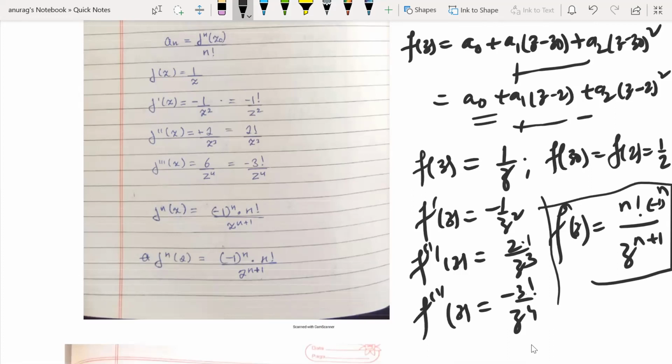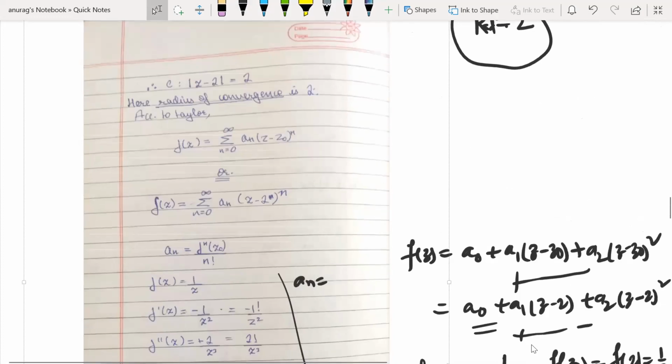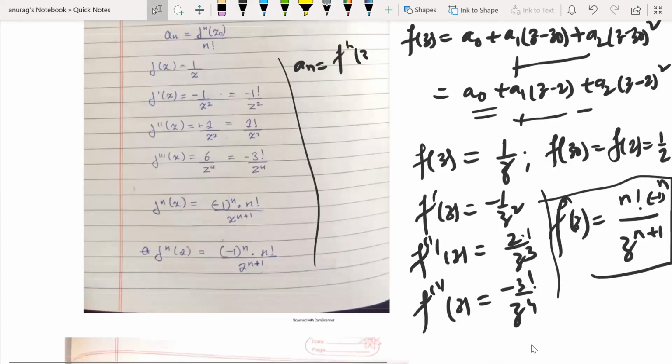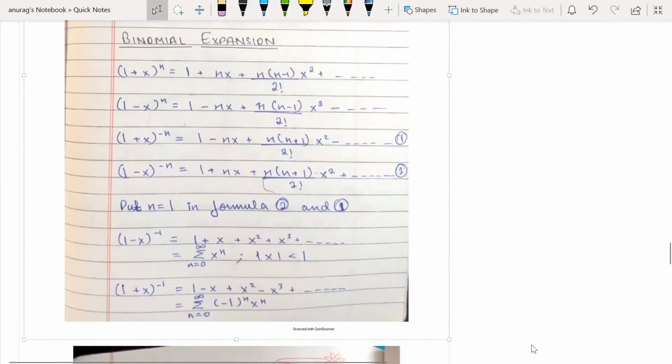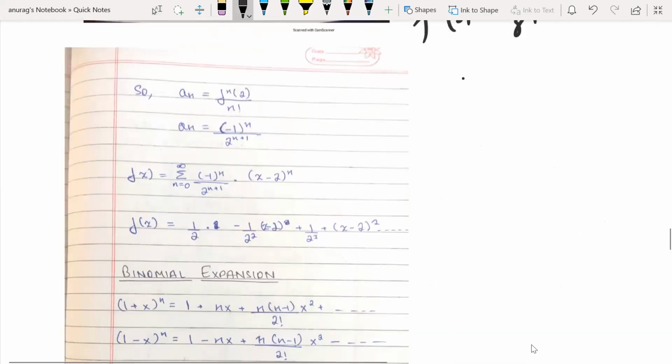Now you want f(z). Actually, your a_n is nothing else but the nth derivative at z naught over factorial n. So you can find a1, a2 very easily, and you can directly substitute the value also. So what will be the a_n? a_n will be the nth derivative at 2 over factorial n.